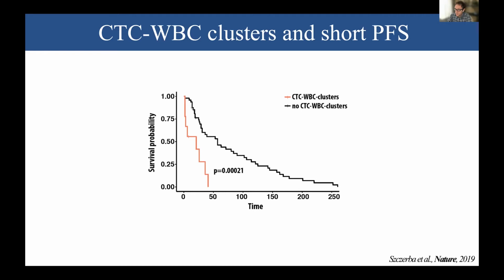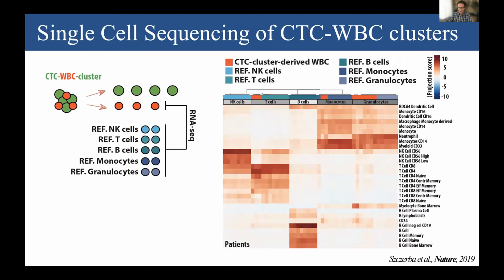And those that don't have them, I'm including also patients with single CTCs, patients with clusters, and patients with more than 7 CTCs per 7.5 mL of blood, which is the FDA-approved threshold for a poorer prognosis. What Barbara did then, she disassembled the CTC white blood cell clusters into single cells with a robotic micromanipulator. And then she did single cell RNA sequencing, trying to assess and to discover which type of white blood cells are they that travel with clusters.